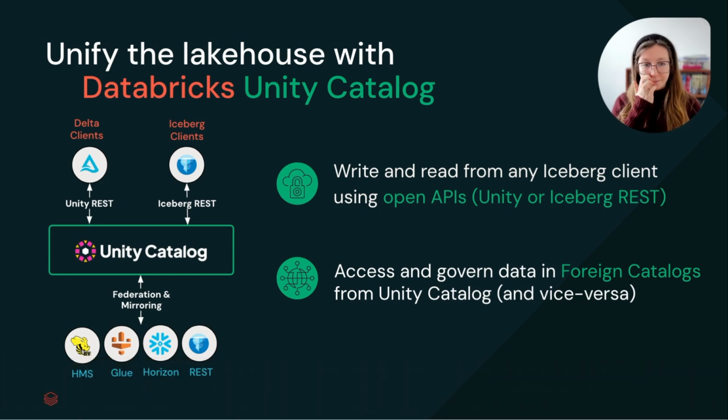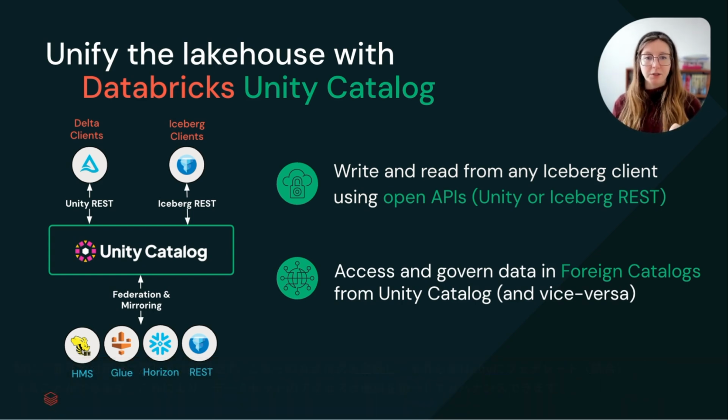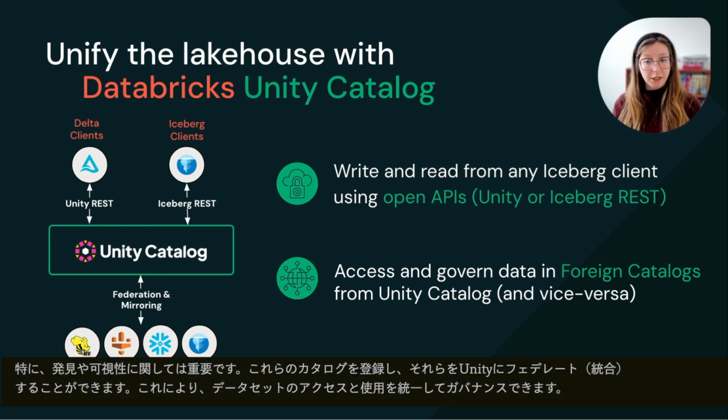with the appropriate clients. Also, having all this data under one roof means we can access and govern foreign catalogs that you might want to register with Unity Catalog. We have this concept of federation and mirroring. So inevitably, you will probably have these other catalogs that you have, maybe for historical reasons, but we want a single source of truth, especially when it comes to discovery and observability. So we can register those, we can federate those catalogs to Unity, so it can be the single place to govern the access and find and use those data sets.